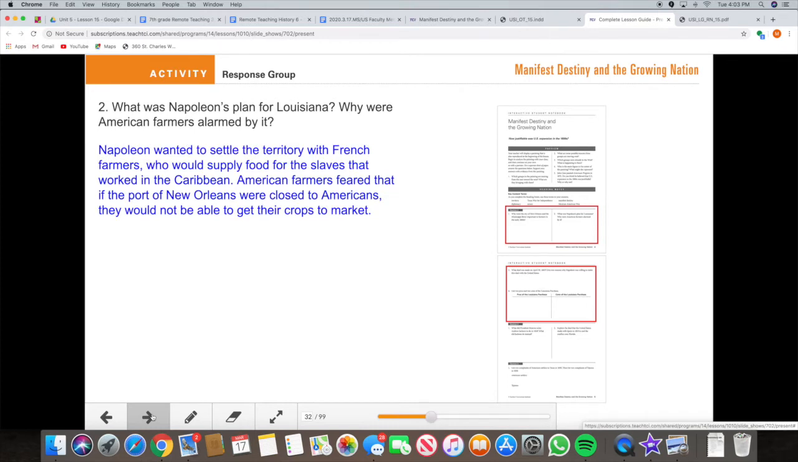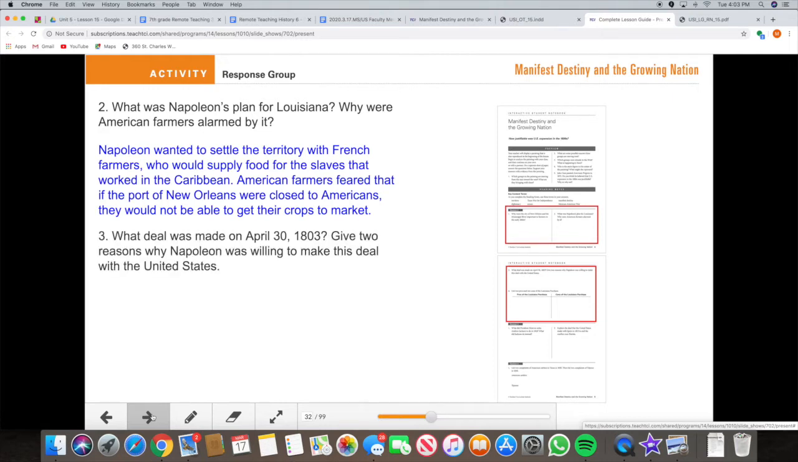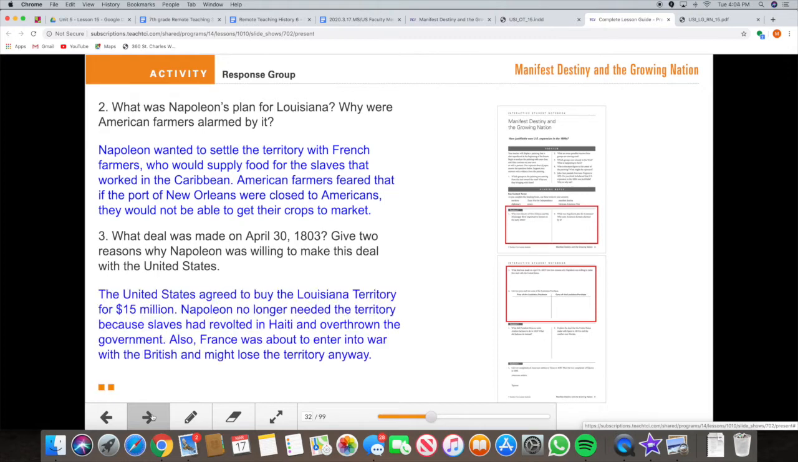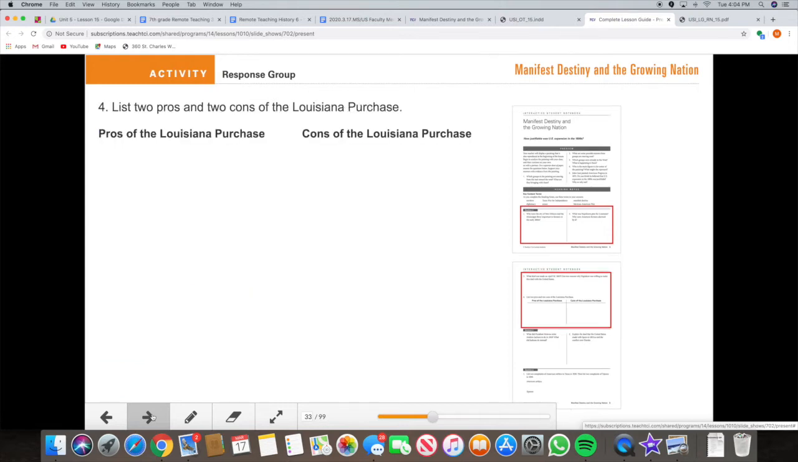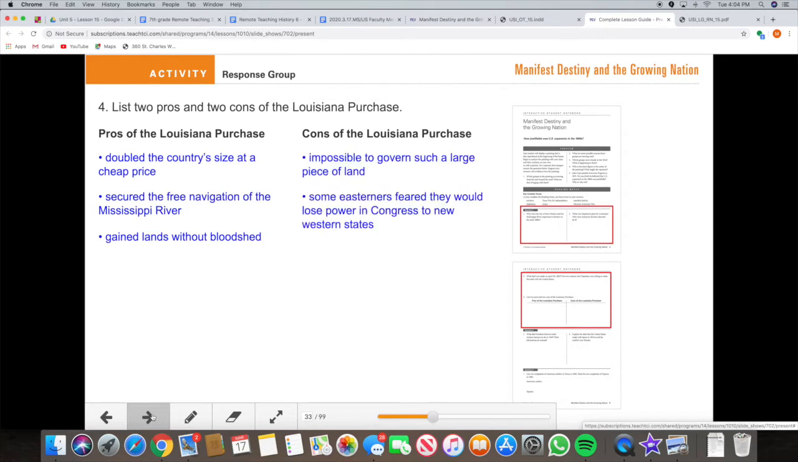This is the answer to number two. What was Napoleon's plan for Louisiana? Then for number three, what deal was made? We talked about this purchase earlier in one of our classes back in February, so this should sound familiar. Then you had to make a pro and con list. Again, you saw mine yesterday, but in case it's easier to see it like this. Feel free to pause the video or skip ahead if you already got this.